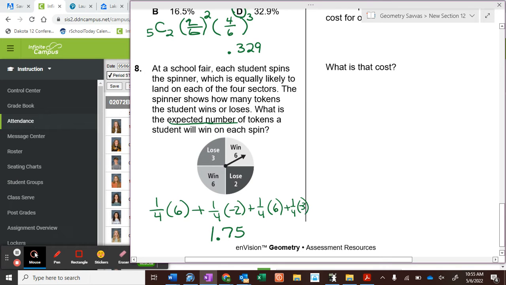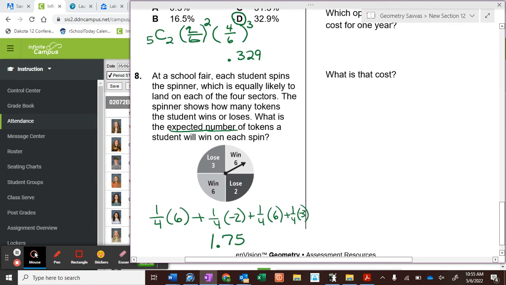One and 3/4, right? Yeah. Everybody good with that?